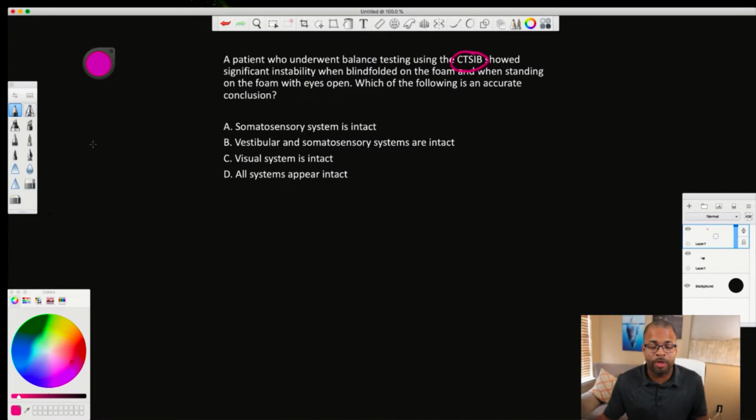For those of you who are not familiar with balance systems, we have three major ones. We have vision. Go ahead and put that down. Vision, vestibular, and what's my last one? Somatosensory. You got it. So those are our major balance systems. And I use the CTSIB in order to figure out which one of these is impaired. Are all of them impaired? One of them impaired? Two of them impaired? But also which one of them is intact. That's the big thing. I really want to figure out what is intact.